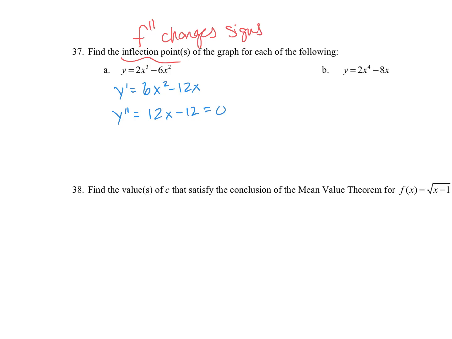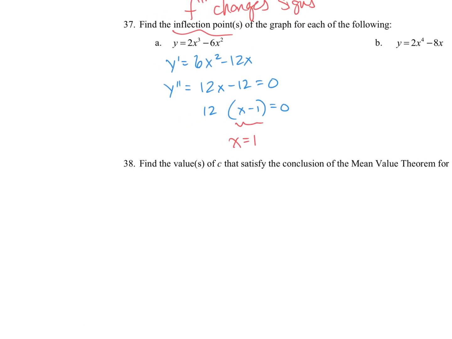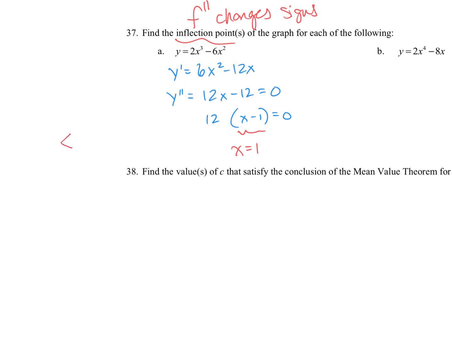So I can make my sign chart. I can factor out the 12. That leaves me with x minus 1. And my solution is going to be x equals 1. So I could have an inflection point at x equals 1. So I'll make a sign chart. And this is a sign chart for the second derivative because I'm looking for inflection points. And my possible inflection point is at x equals 1.